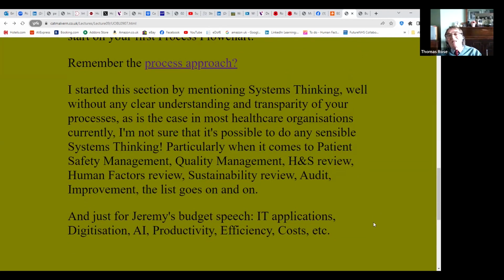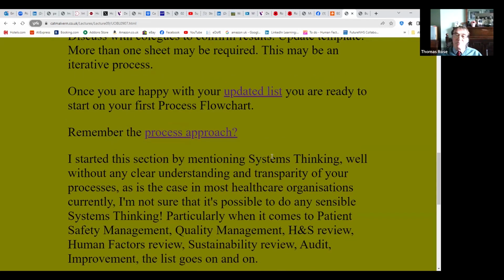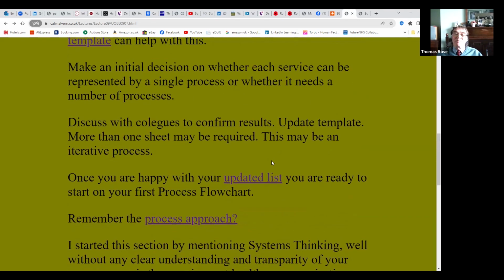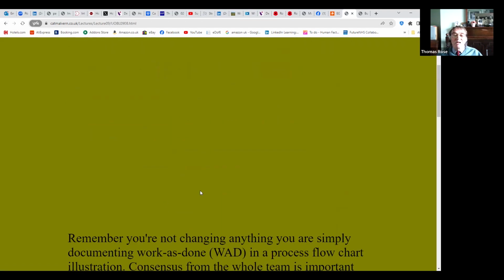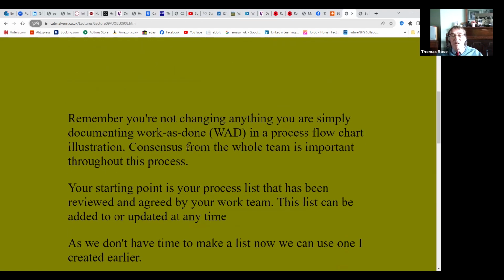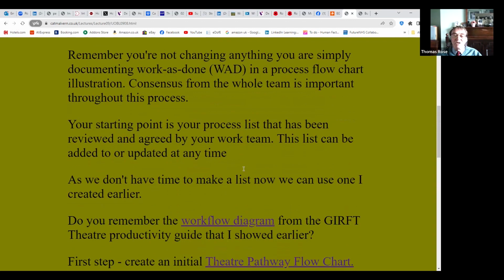Process improvement is very, very difficult until you've actually identified your processes. So that's the starting point, to identify all of your processes. I haven't got much time left, only 3 minutes, but I'll quickly go on to making a start on a new process. Remember that you're looking at work as done, not SOPs or anything else. You're just looking at the work that people are actually doing.